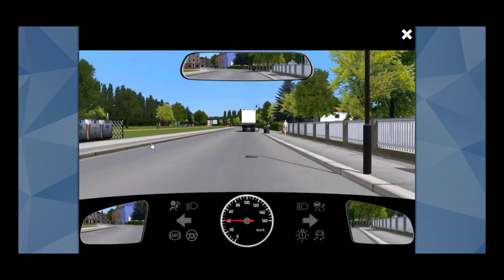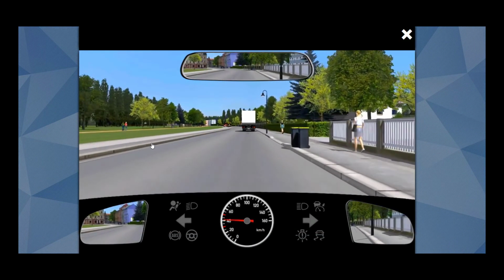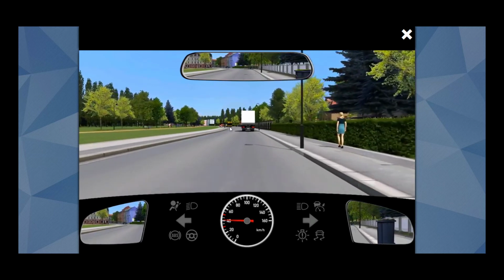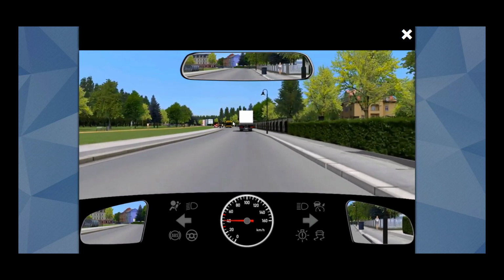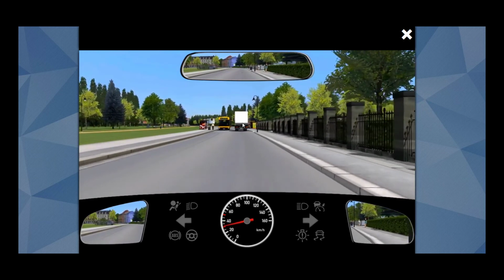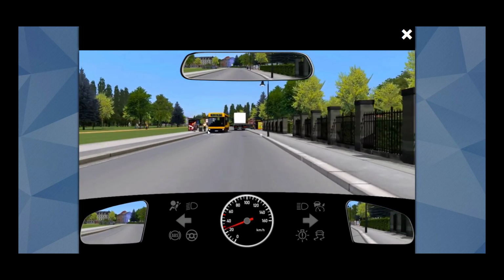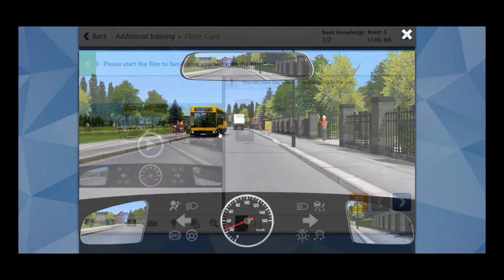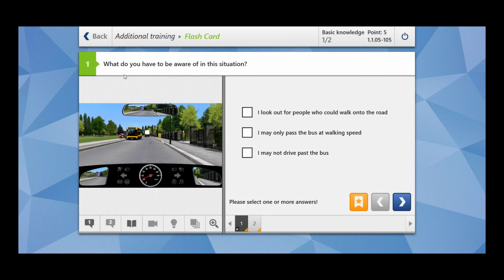Let's watch it once again. We are following the truck. We are inside the city. From the opposite direction, a bus is approaching a bus stop. Truck has already reduced its speed. Bus has given the indicator and now the hazard warning lights are on. Two problems. What do you have to be aware of in this situation?